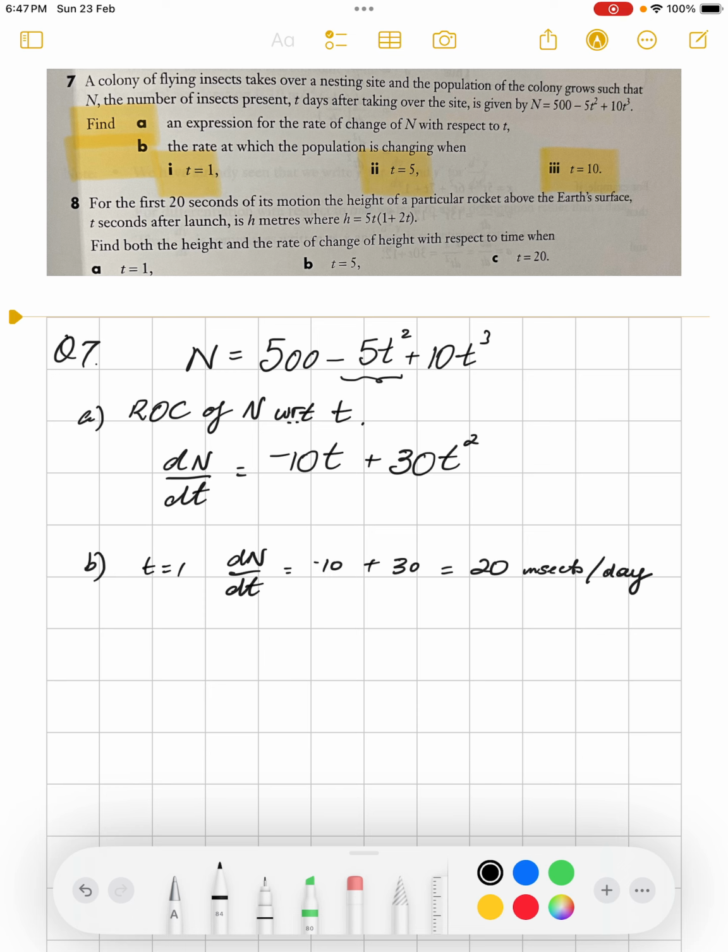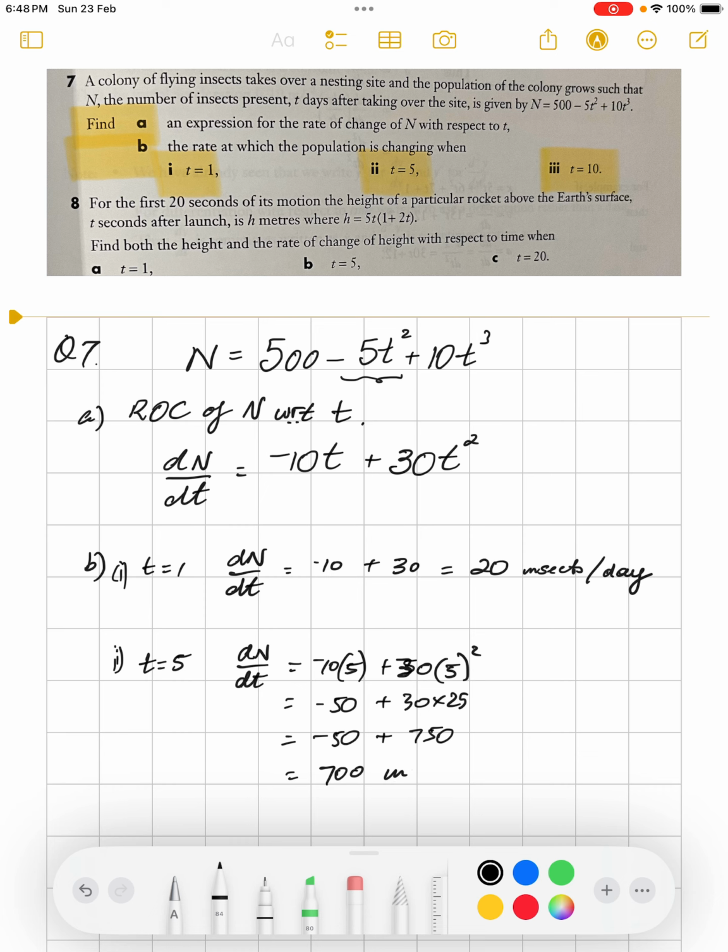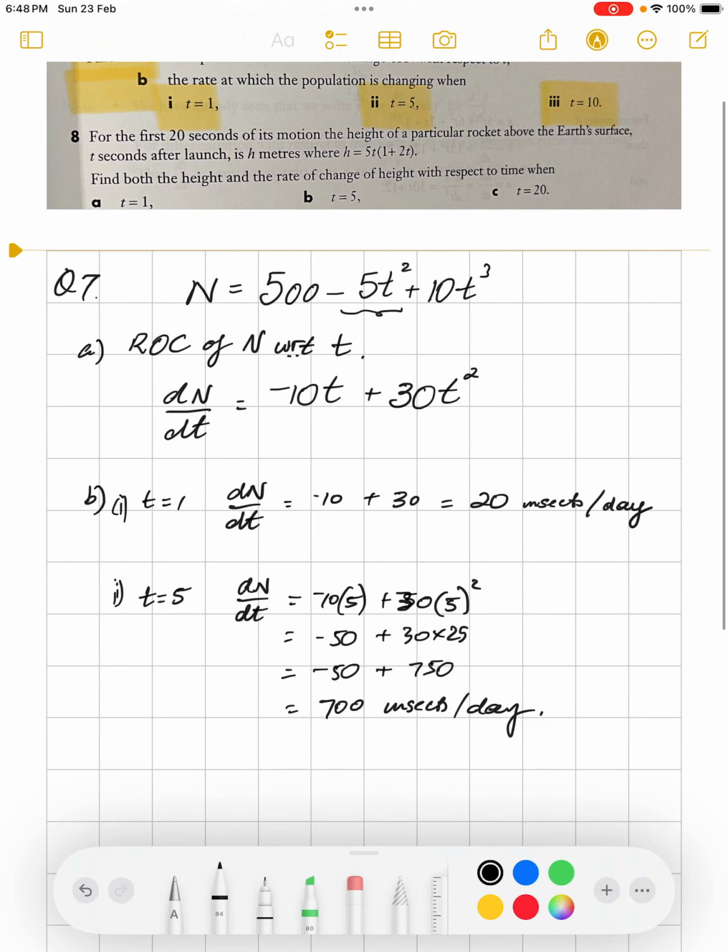Part B, part 1. Now B, part 2 is when t equals 5, so we want the rate of change when t is 5, so we'll put a 5 in our variable. That's 30 times 5 squared. So it's negative 50 plus 30 times 25, and so we've got negative 50 plus 750, which is 700 insects per day. That's the rate of increase at the 5 day mark.